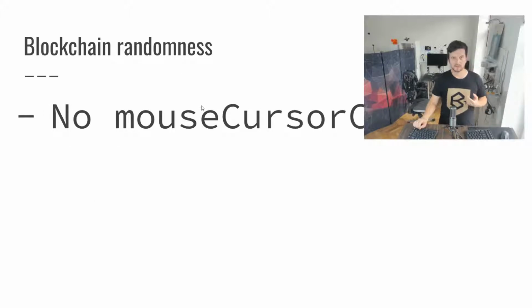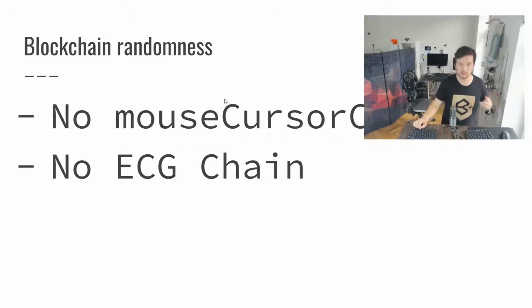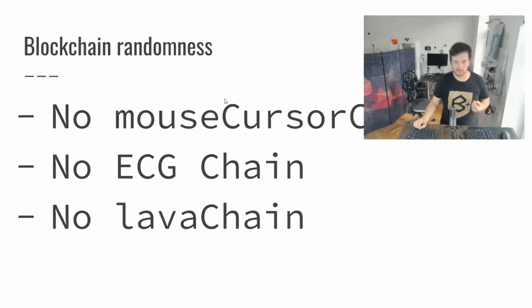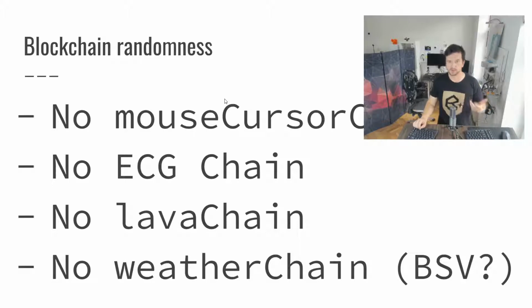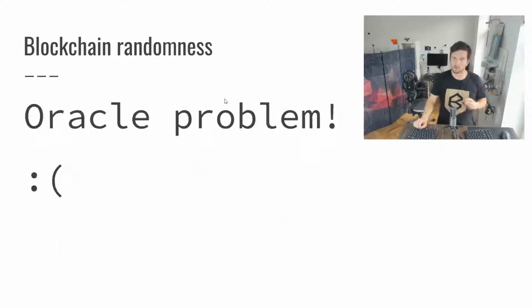Why? Because there's no mouse cursor chain to feed people's mouse cursor movements into the blockchain. There's no ECG chain to feed people's heart rates in there. There's no lava chain. There's no weather chain. There's no way to get this data into the blockchain reliably and regularly. So we also have this so-called oracle problem. When you need to put external data, so data from the real world, into the blockchain, that's called an oracle problem.